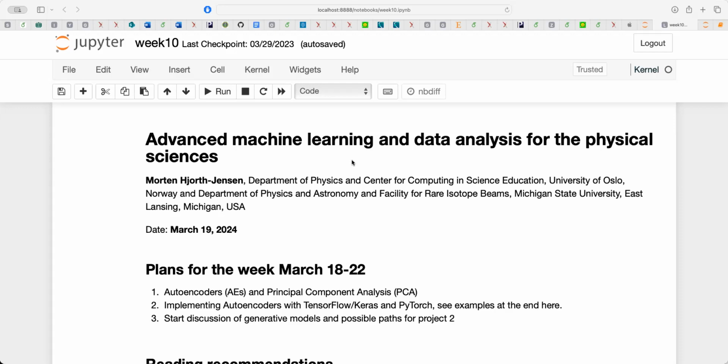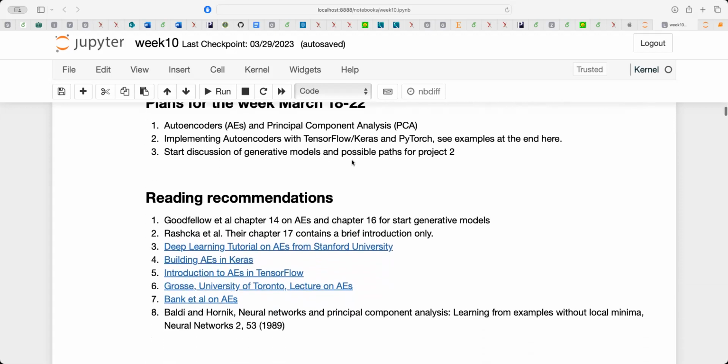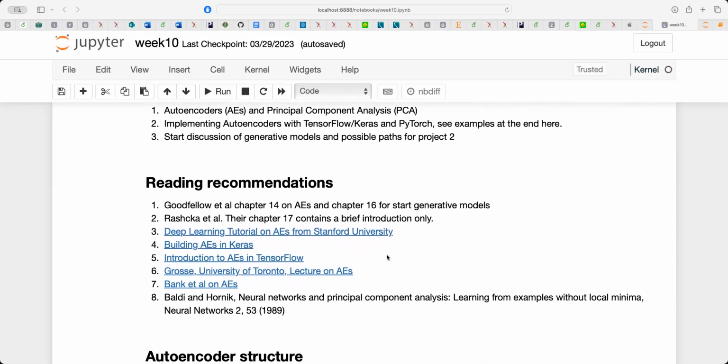So just a quick reminder of the autoencoders. There's also a long list of literature here.